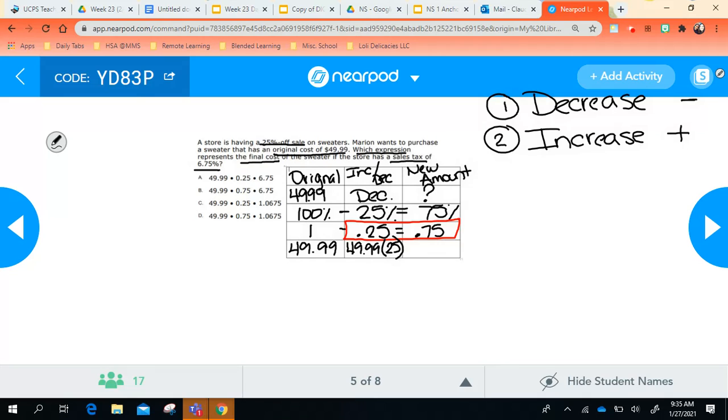And now my new amount expression is going to be what? Good. 49.99 times 0.75. Same thing. Our original times the decimal above. So that is just step one. Because remember, this is going to give us the new price with just the discount taken off. But now I need to add the sales tax. So you guys have more boxes. I have to add mine on.